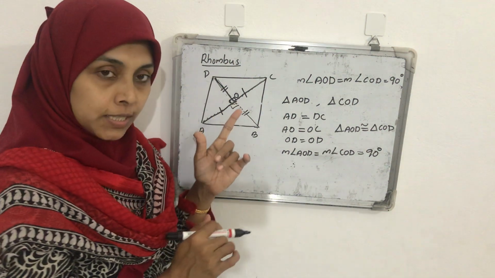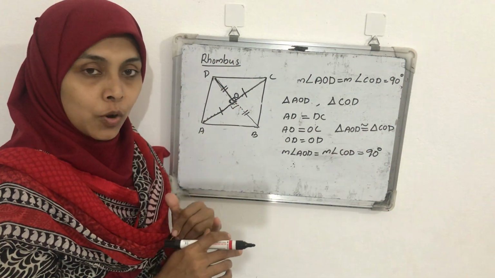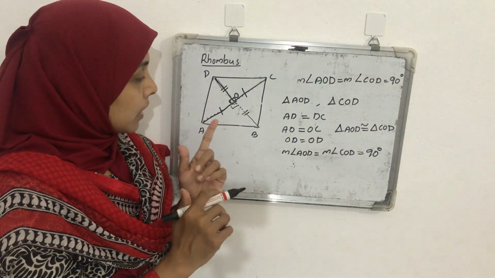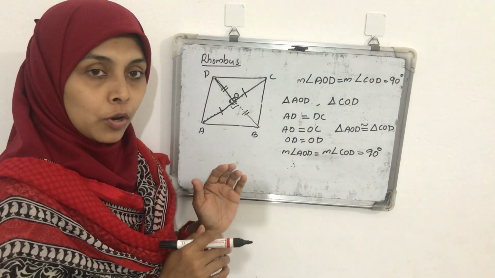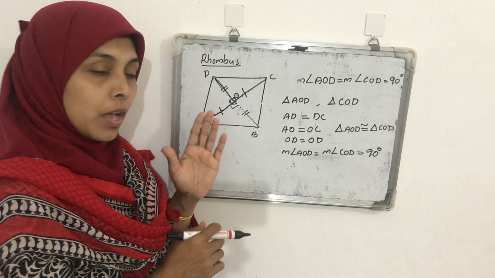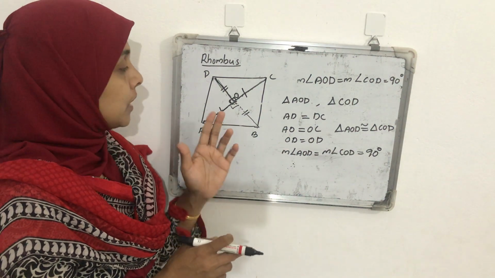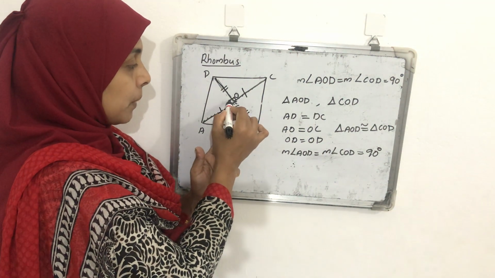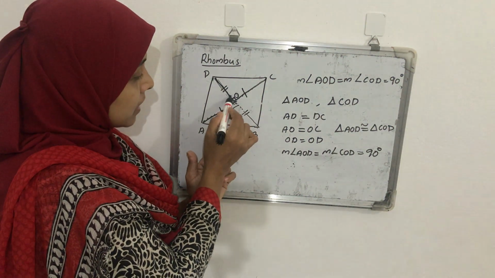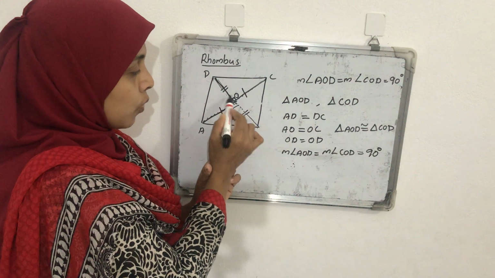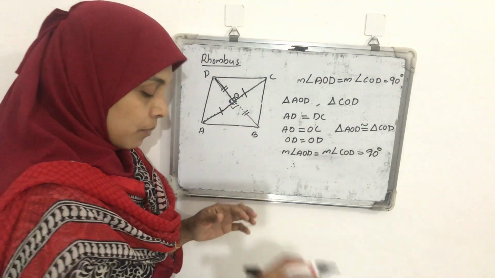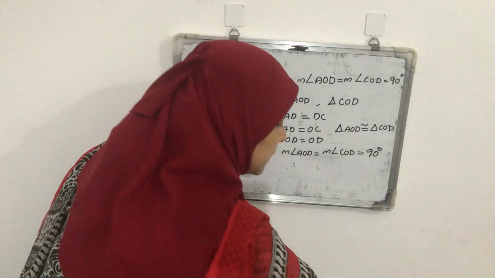So a rhombus is a special kind of parallelogram with 4 sides equal. All the properties of a parallelogram hold in the case of a rhombus also, and the diagonals bisect each other at right angles. That is, the 4 angles formed here will be 90 degrees each. That is the main property of a rhombus.